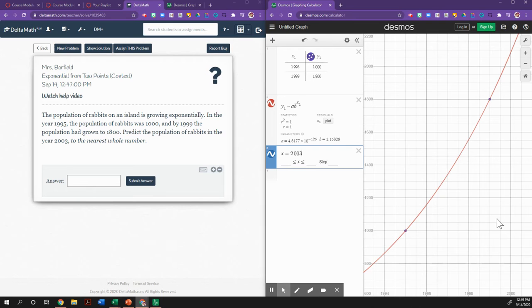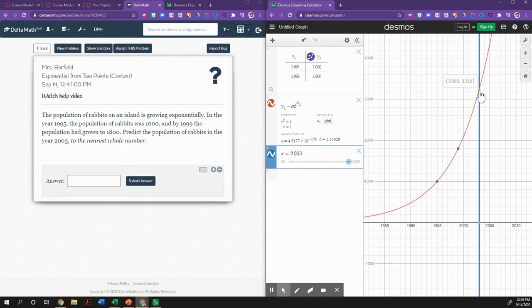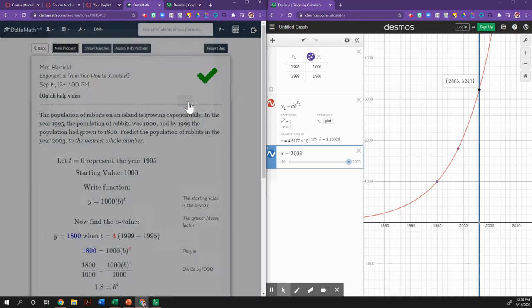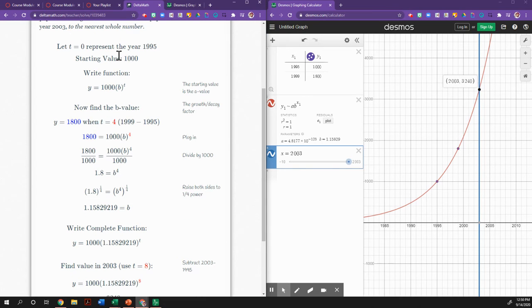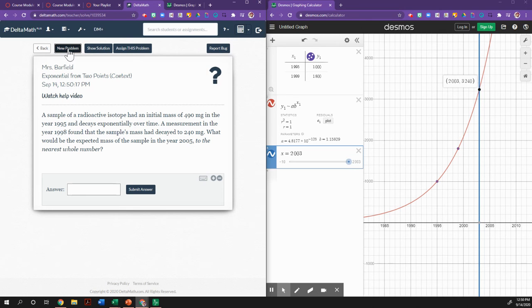2003. Now if I look down here, I can't see it because my picture only goes up to 2000. So I'm going to zoom out until I can see where they intersect, and to the nearest whole number, it is 3,240 rabbits. There we go. And then here again is all the work, but we are utilizing Desmos to help us out. All right, so let's try another one.